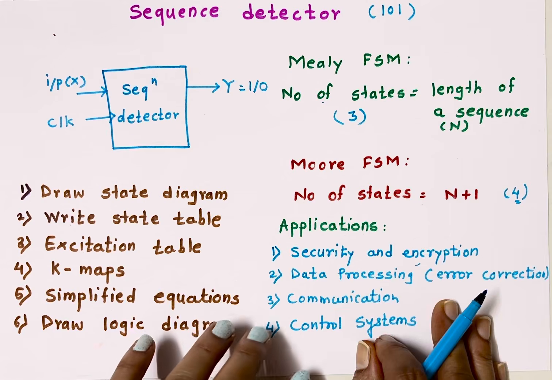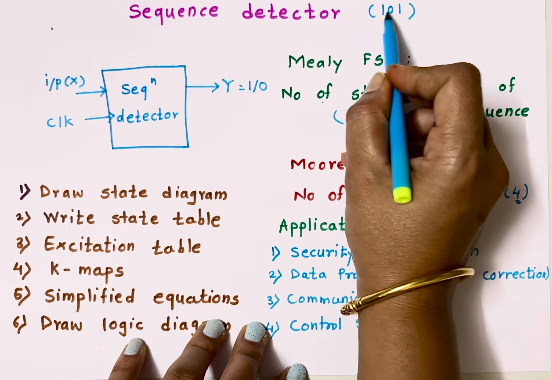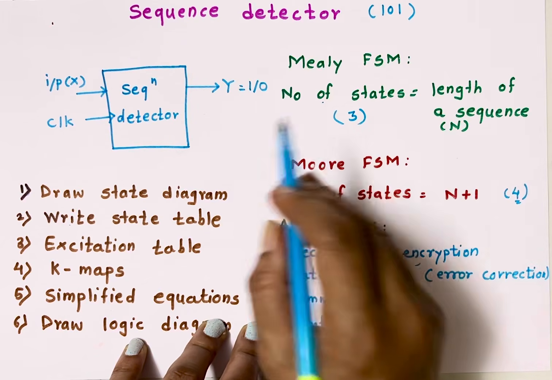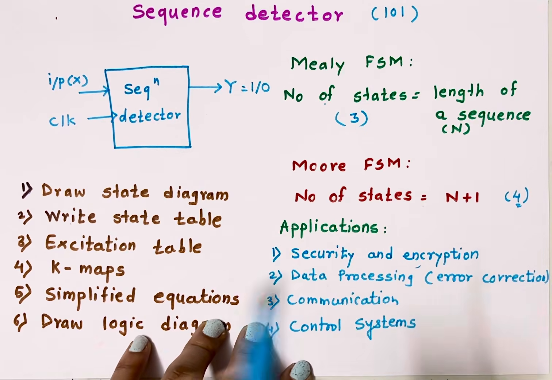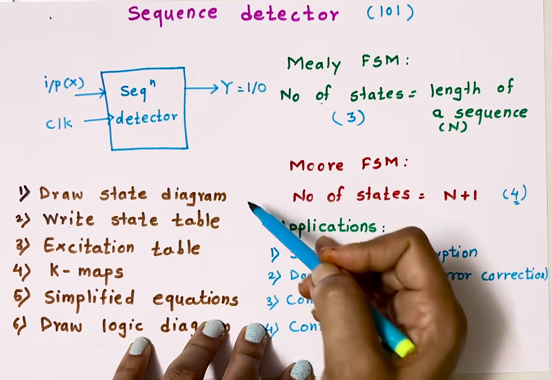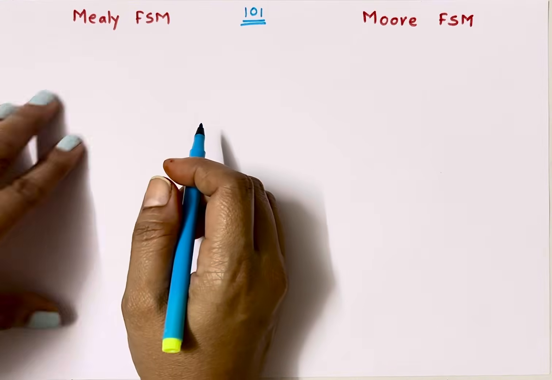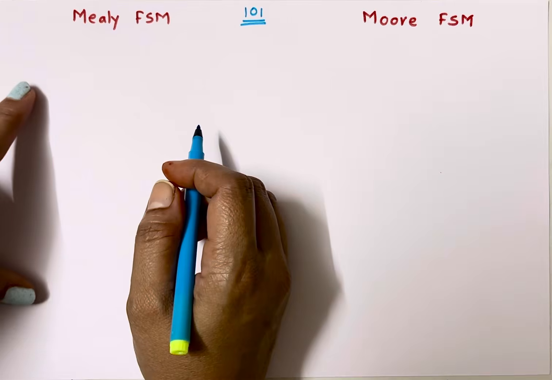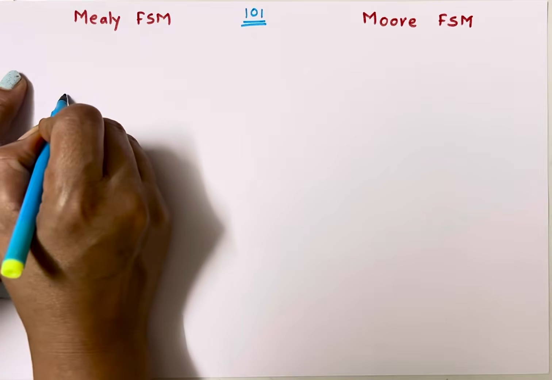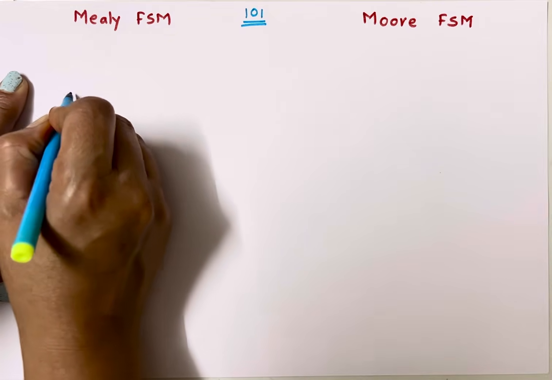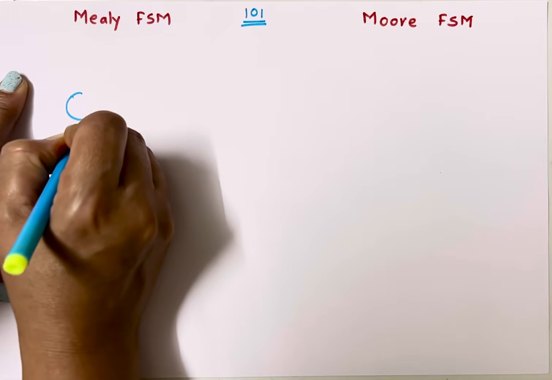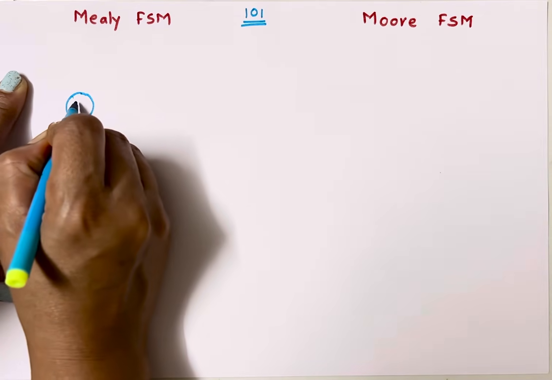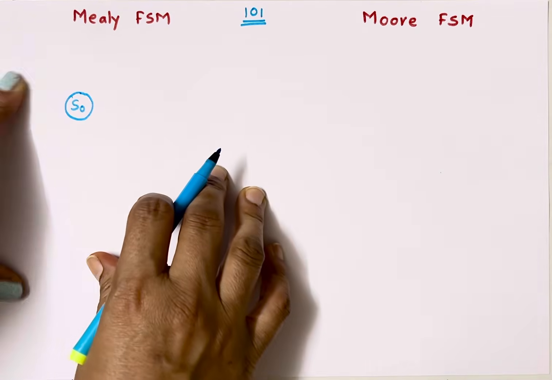Now let's start the implementation of 101 using Mealy FSM and Moore FSM. First I'll draw the state diagram. Let's draw the state diagram for Mealy FSM. Let's start with state S0. My first state is S0. You can write A, B, C also, that's fine.